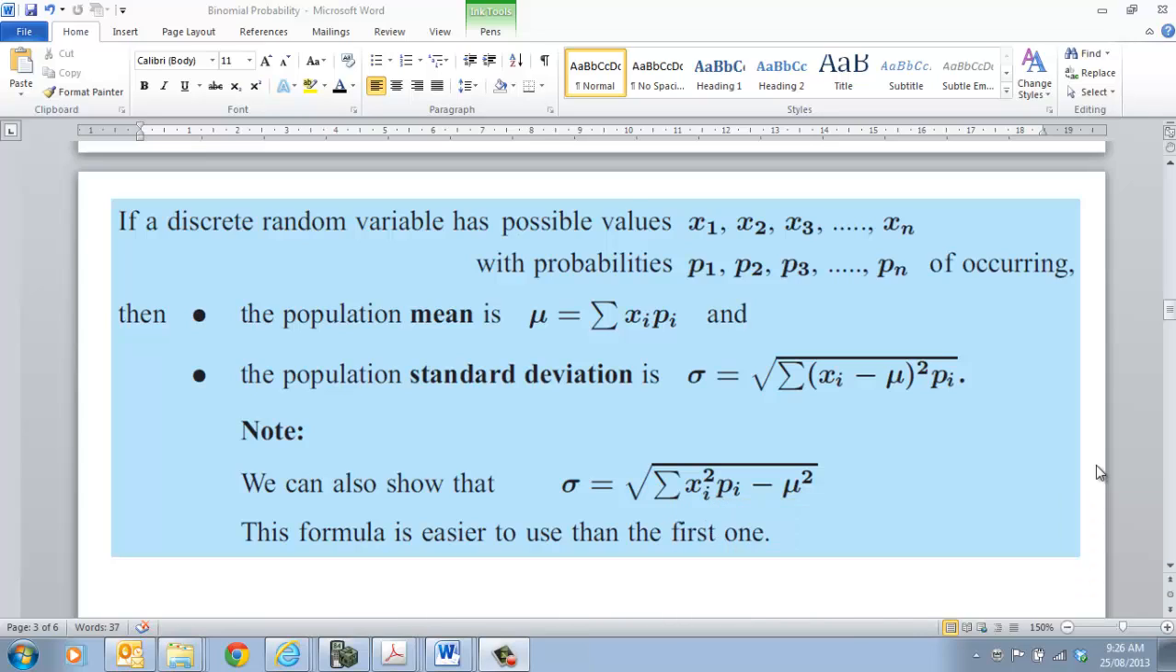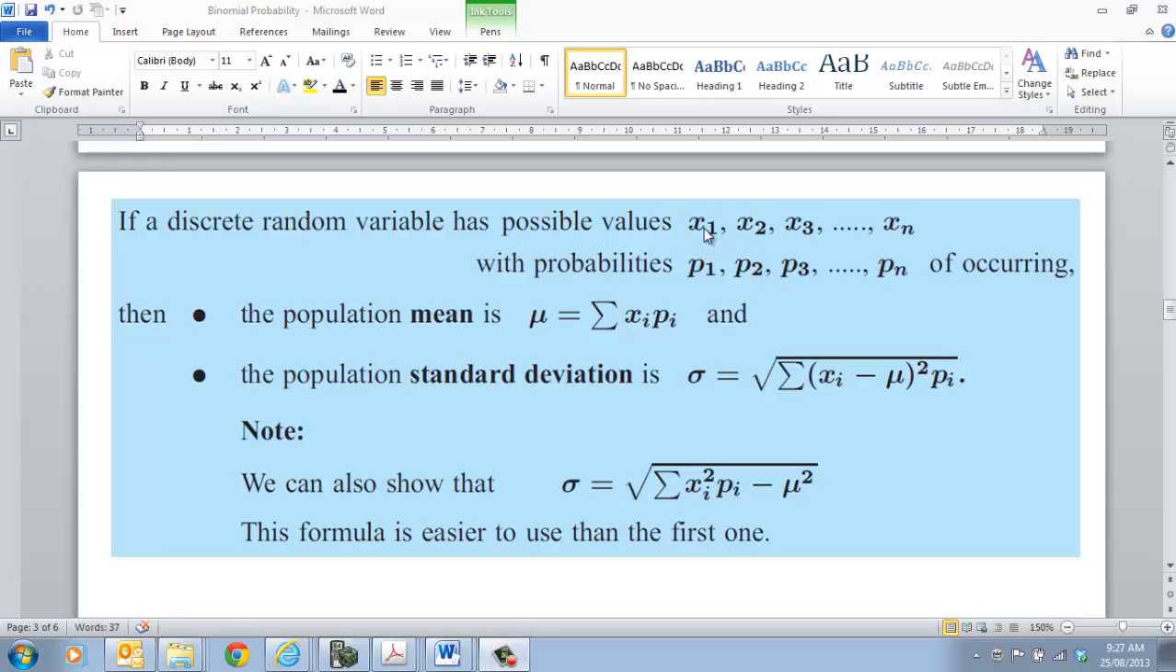Hi guys, today we're going to be looking at the concept of a binomial distribution, and we're going to be looking at the population mean and the standard deviation for that situation. Now I want to break this formula down for you and just show you it's not scary. I know it looks a little bit different, but it's pretty easy.